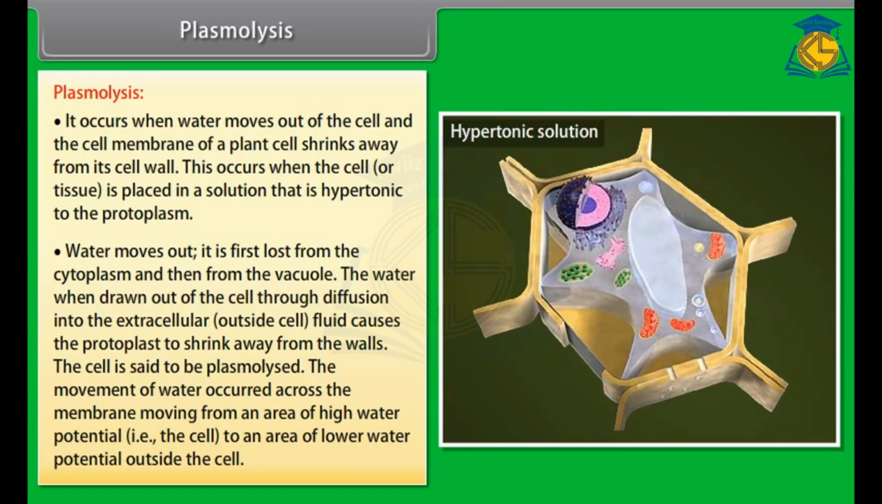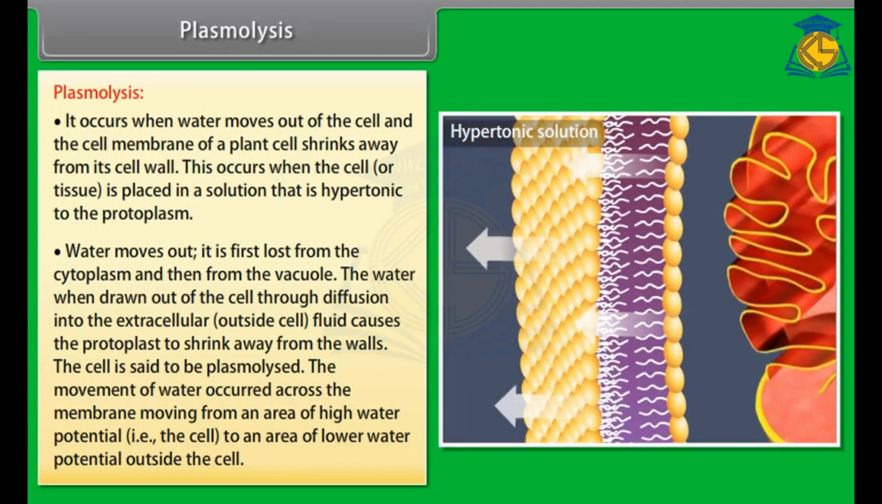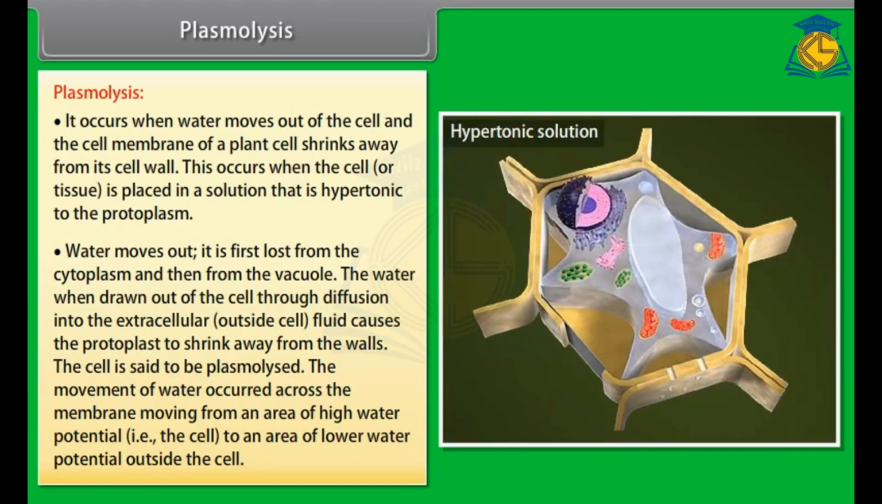The water, when drawn out of the cell through diffusion into the extracellular fluid outside the cell, causes the protoplast to shrink away from the walls. The cell is said to be plasmolysed. The movement of water occurred across the membrane, moving from an area of high water potential to an area of low water potential outside the cell.